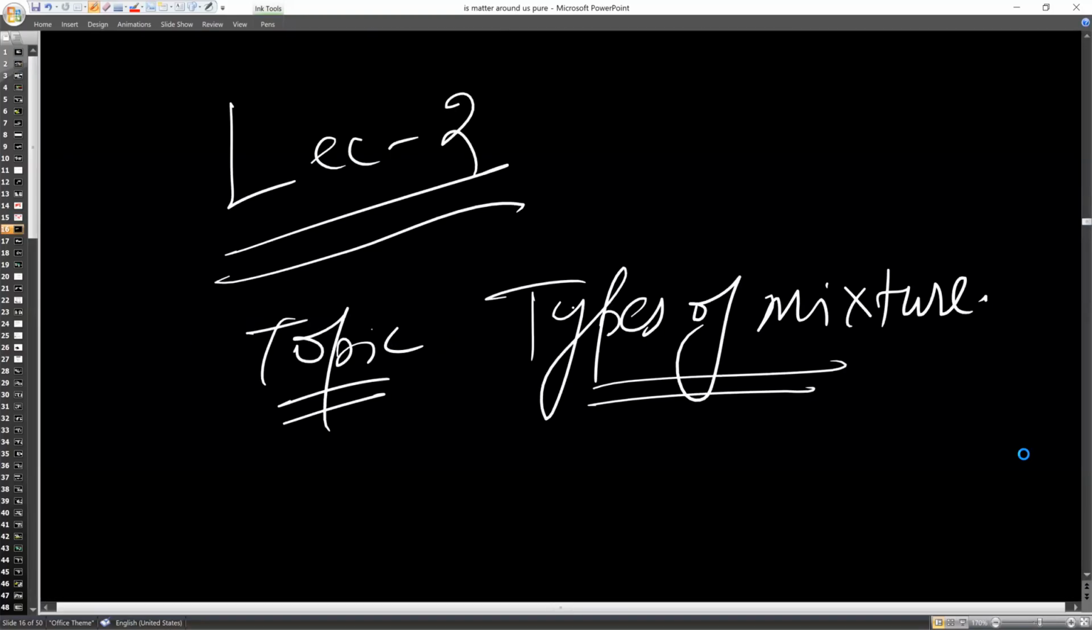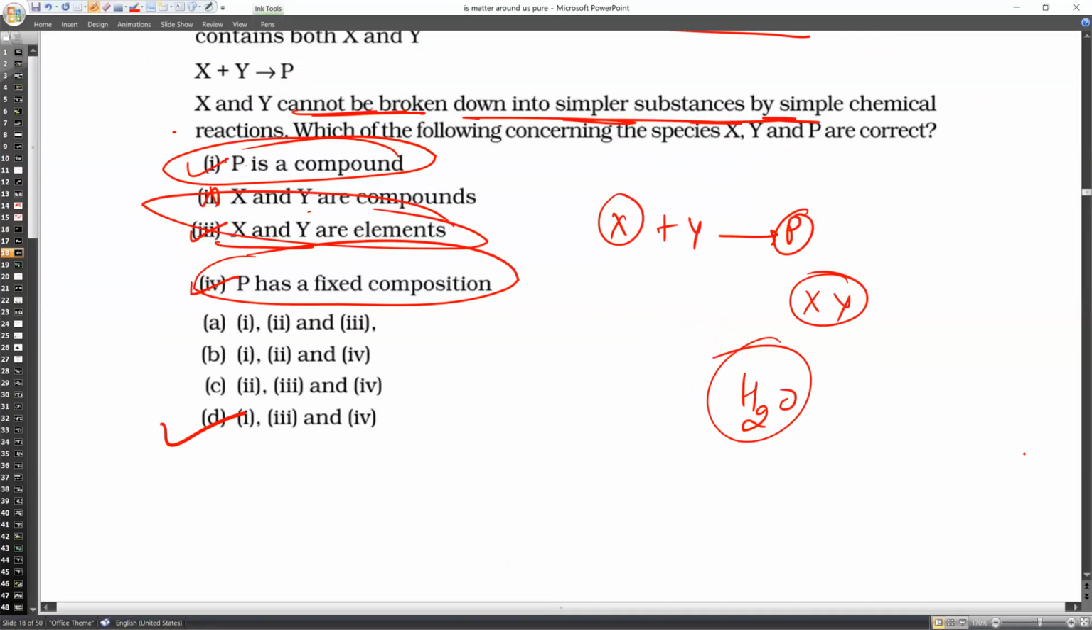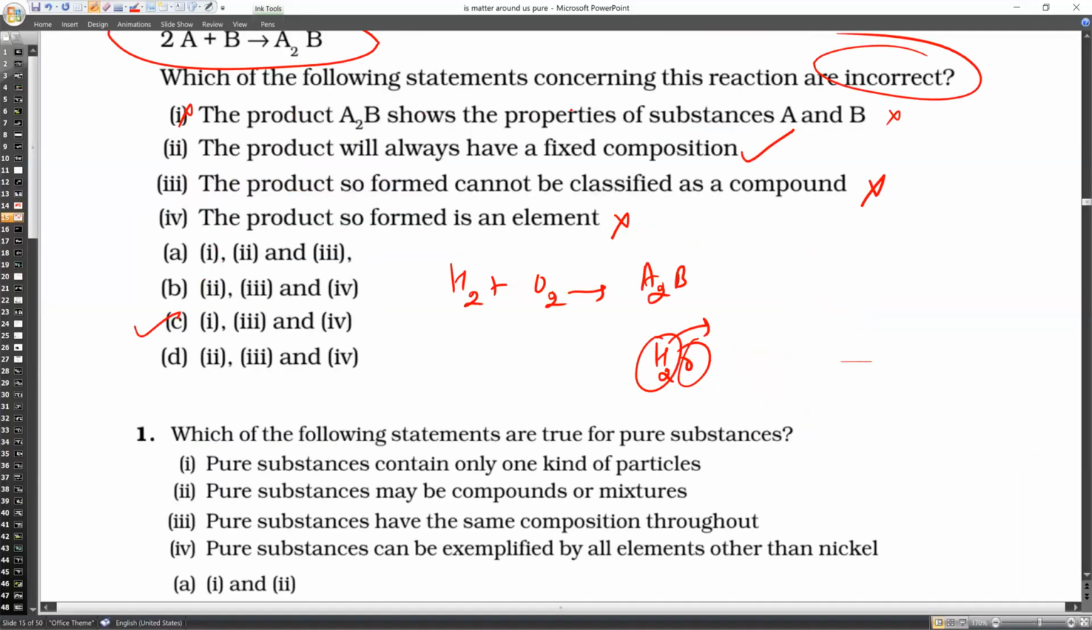So tell me the answer for this one, please. Question number one.